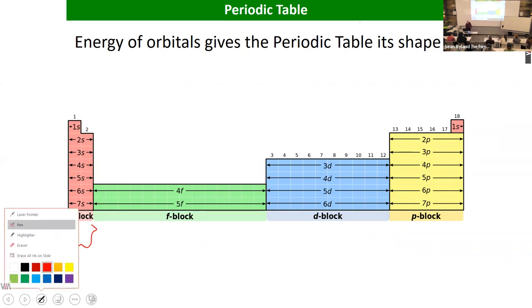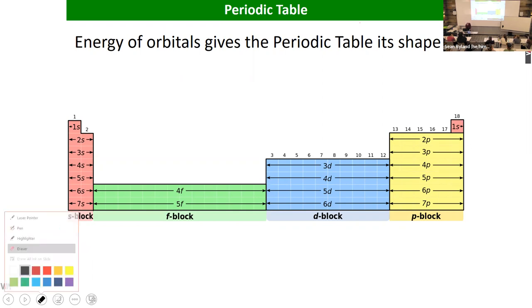The S block means that when you're counting along, you're putting electrons into an S orbital. So remember, this is atomic number 1. This is atomic number 2. Really, helium belongs next to hydrogen over in the S block, but it behaves more like a noble gas. And we'll talk about why in a minute.